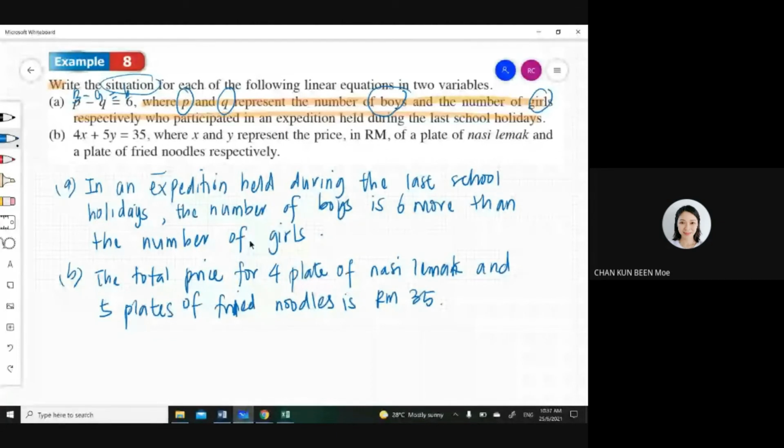If you don't want to write this way, you can also say the difference between the number of boys and girls is 6. That also works. Okay? Are you okay, class?